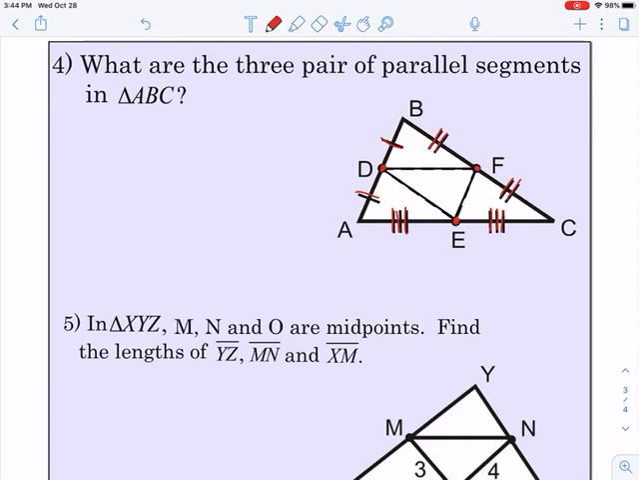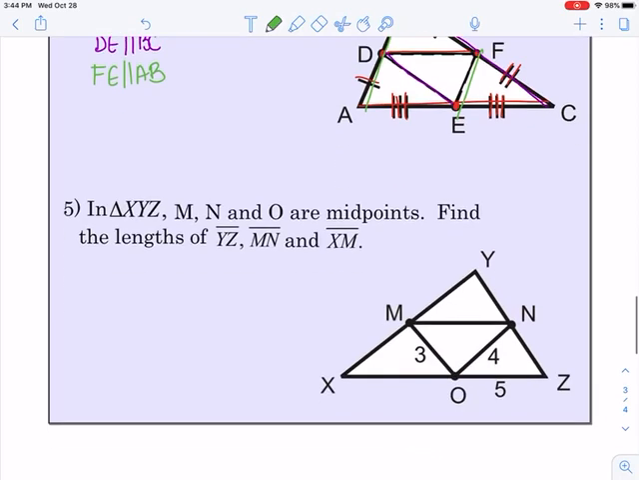So that means that DF is going to be parallel to AC. That means that DE is going to be parallel to BC. And lastly, that means that FE is parallel to AB. Okay, and that's all you have to do for that one.